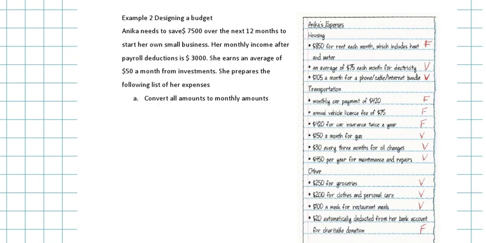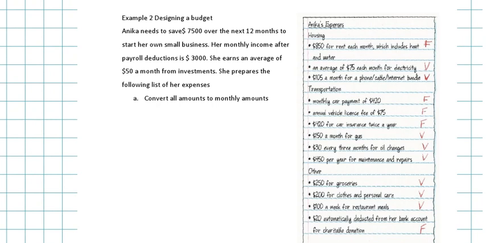Okay, so we're going to start. Her income is monthly, so I don't have to worry about changing it, right? Because it's already monthly. Now looking at the first one, she's paying $850 for rent each month, which includes heat and water. Do I have to worry about that? No, because it's already monthly. An average of $75 each month for electricity. It's monthly, so I don't have to change it.